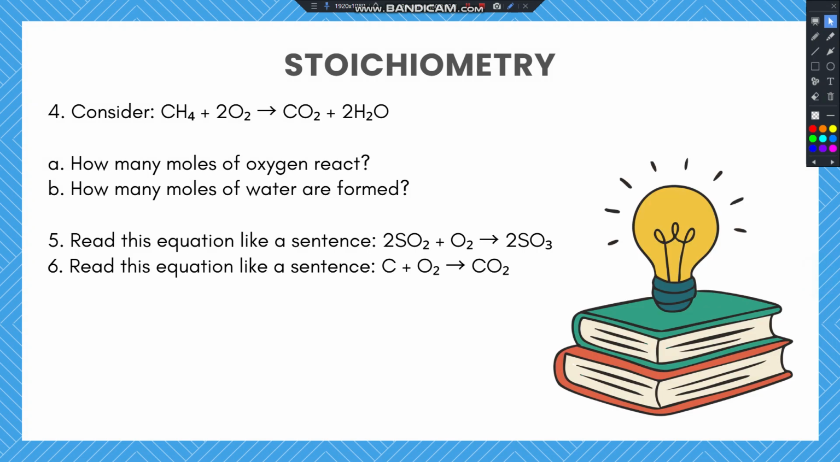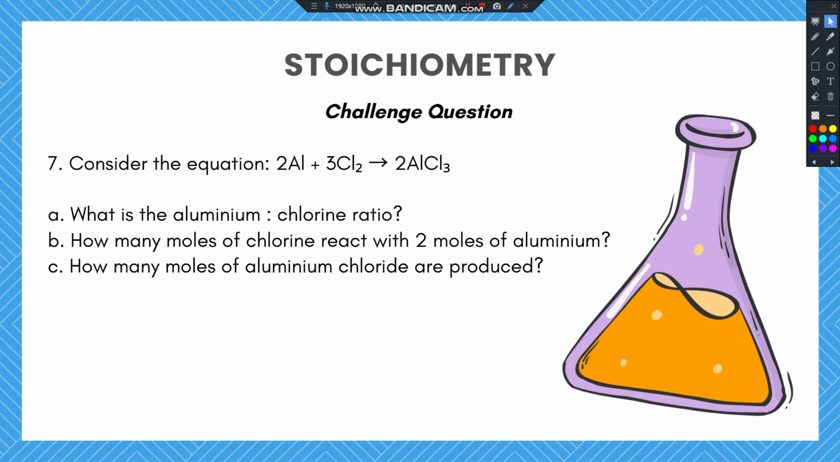Then question number 4. Consider this equation on the screen right now. How many moles of oxygen react? How many moles of water are formed? And then we have this chemical equation, and we said read this equation like a sentence and do the same for the next one. Go ahead, answer these questions, and I'll see you in the next video.